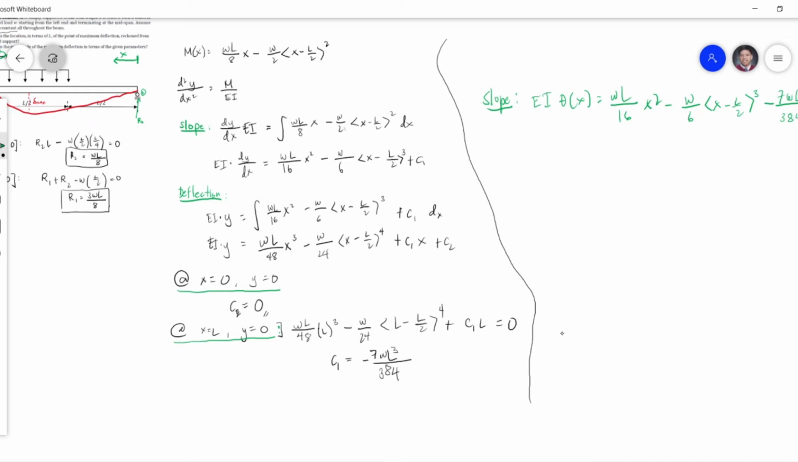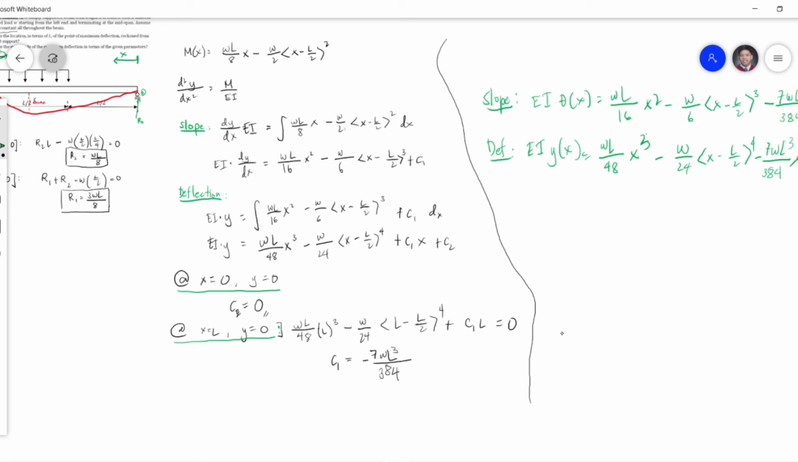And yung deflection natin would be EIY of x equals omega L over 48 x cubed minus omega over 24 x minus L over 2 to the fourth minus 7 omega L cubed over 384 x. So, eto na yung ating deflection and slope equations.